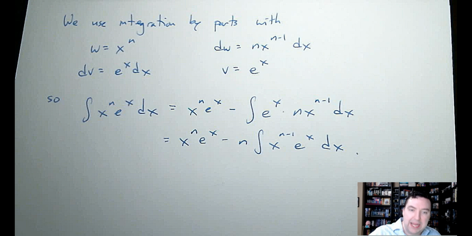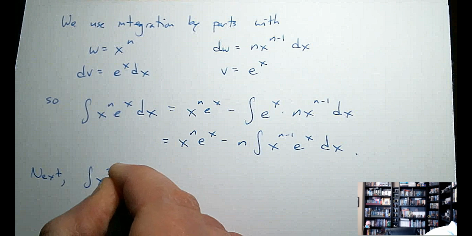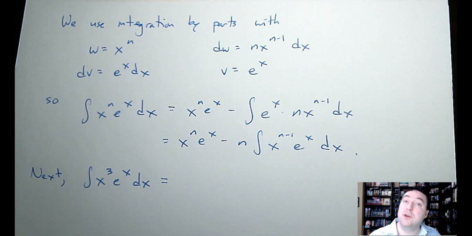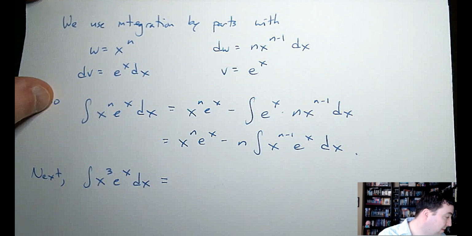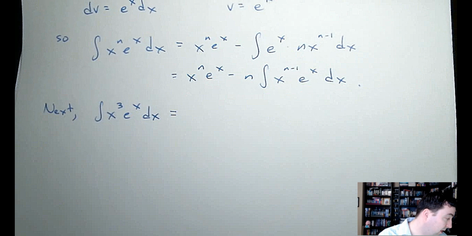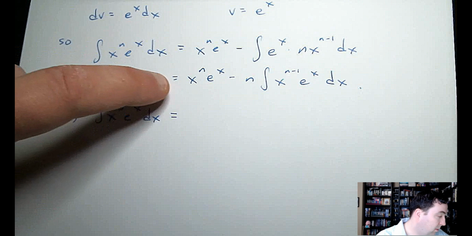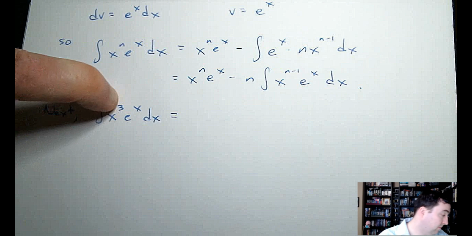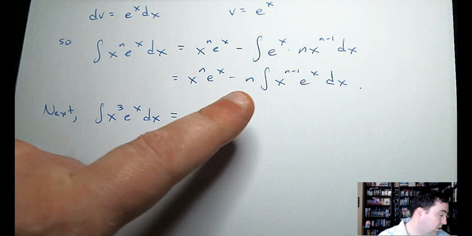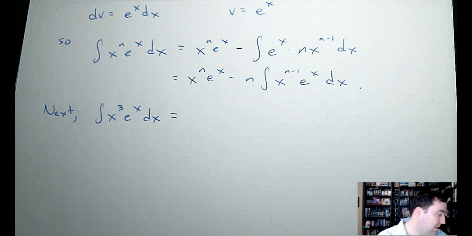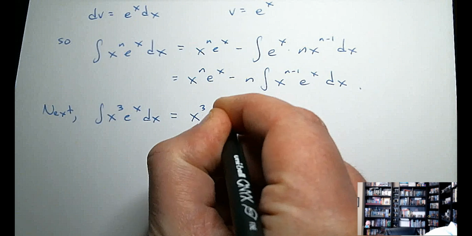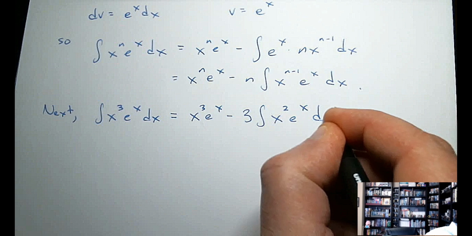So the specific one that we want to work out here, the integral of x cubed e to the x. Well, the first thing we'll do is apply this integration by parts, this reduction formula that we've obtained here, observing that n is going to be equal to 3. So plug n equals 3 in here. We're going to get x cubed times e to the x minus 3 times the integral of x squared times e to the x.